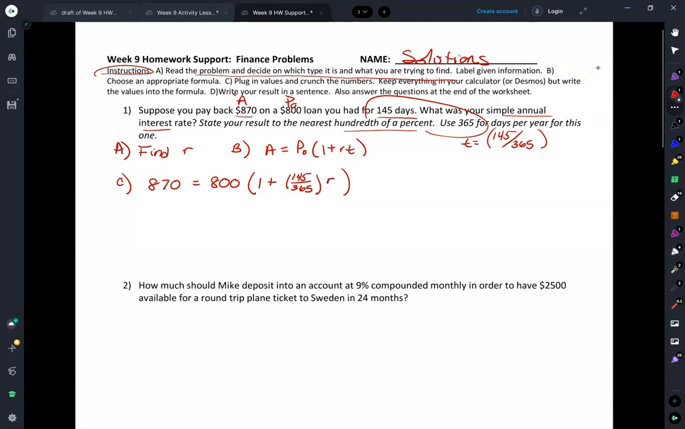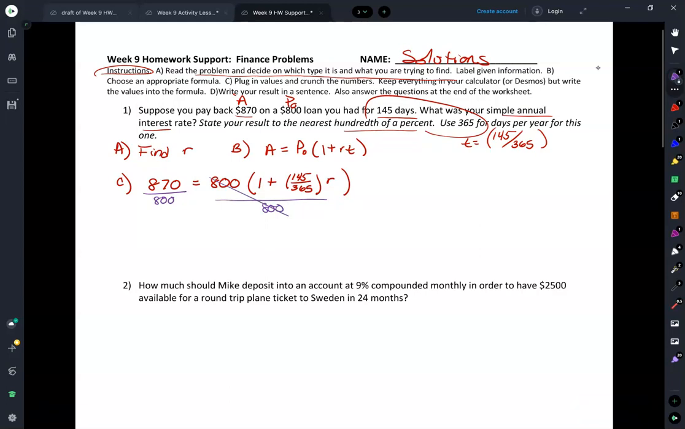So 145, you can't just add the 145 over 365 to the 1 like that. You have to follow your order of operations. So first we have to clean this up. We want to simplify. So we're going to divide both sides by 800. Just using a little bit of algebra there, get that out. And that'll make things a lot better.